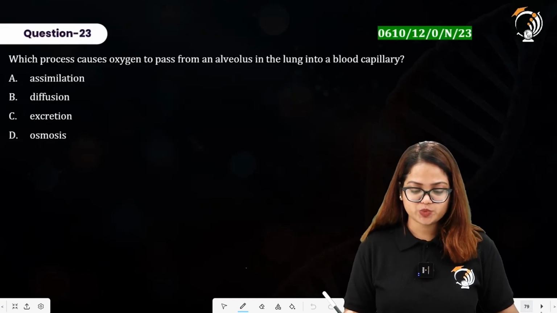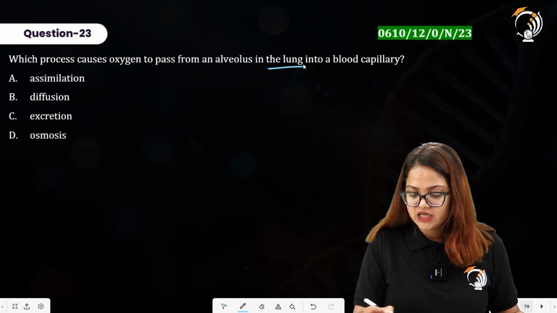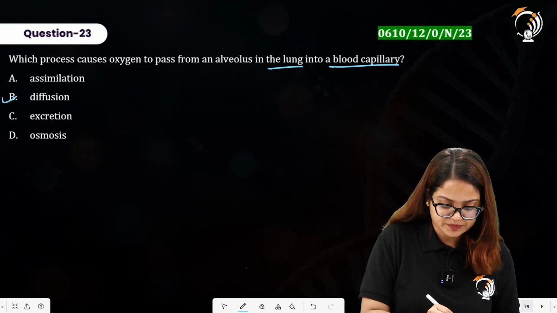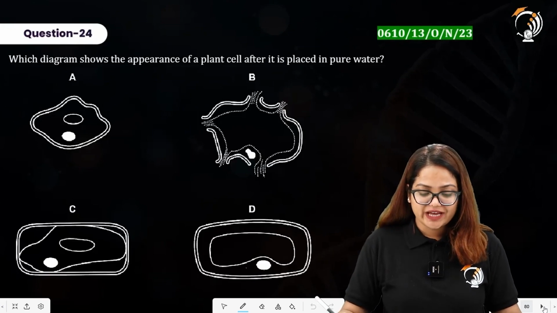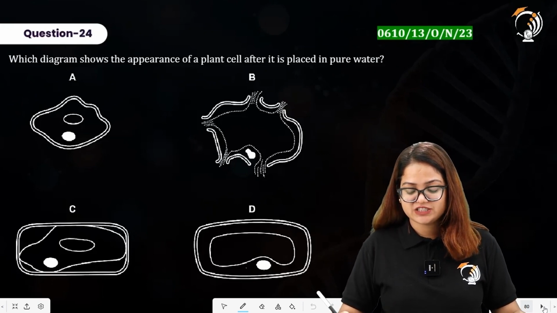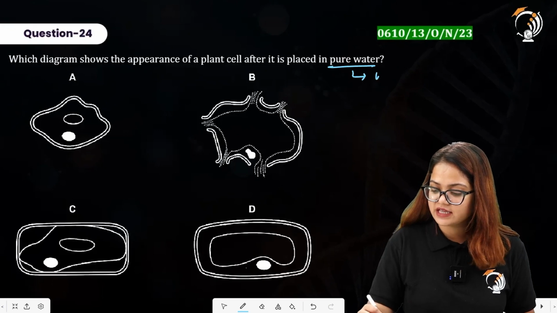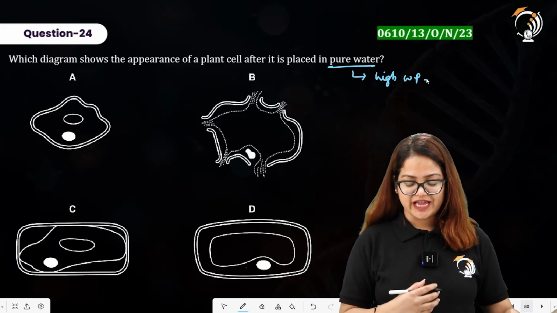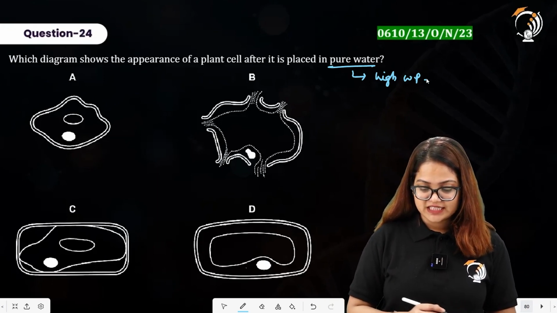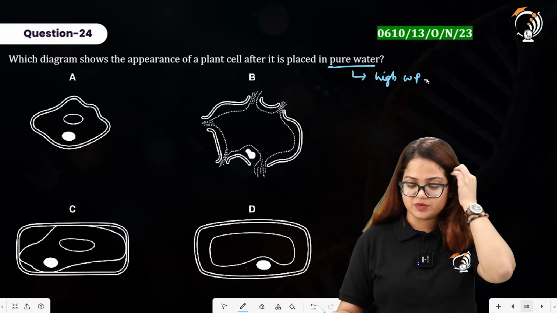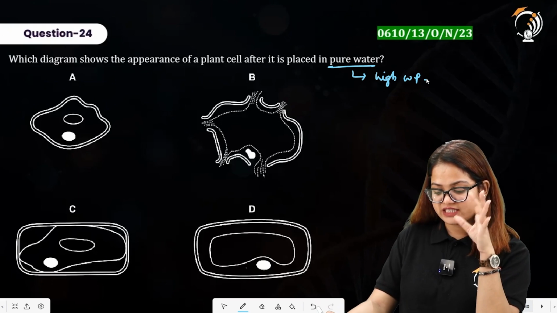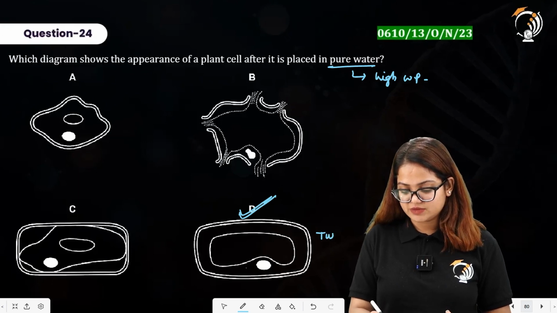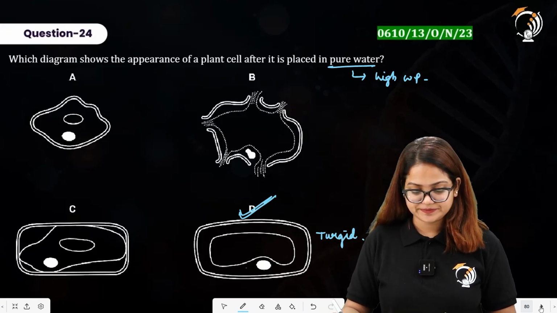Which process causes oxygen to pass from an alveolus into the blood capillary here? That follows the pathway of diffusion here. Which diagram shows the appearance of a plant cell after it is placed in pure water? Since the pure water has high water potential, the plant cell will gain water molecules and become turgid. Since B cell here represents the cell has burst, due to the presence of the cell wall, the plant cell will not burst. Option D here provides the right answer since it has become turgid.